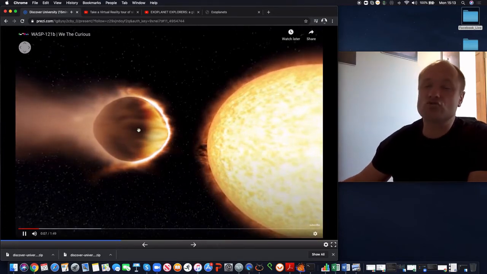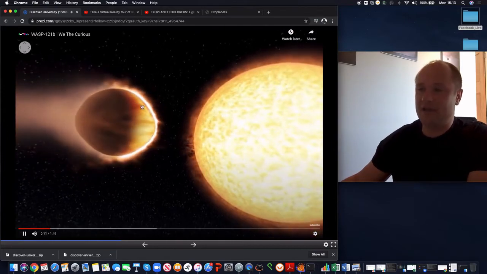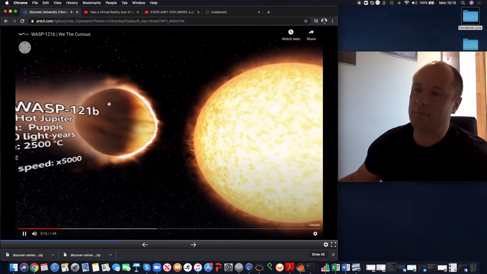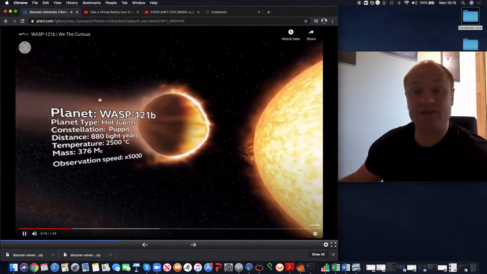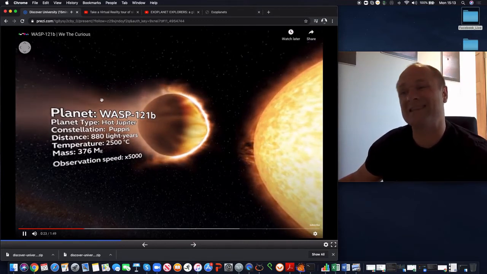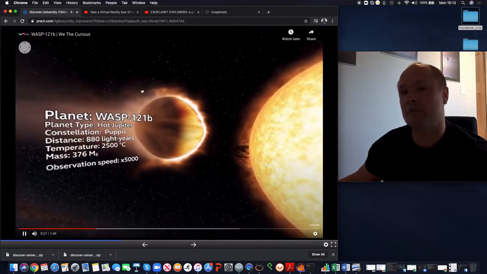This is an extremely hot planet, a few thousand degrees on the day side. You can see this planet is being absolutely blasted by its star, and it's forcing the atmosphere to evaporate. And we can actually see that in the observations that we make of this planet. We can detect this long cometary tail, which is being blasted away from the planet.